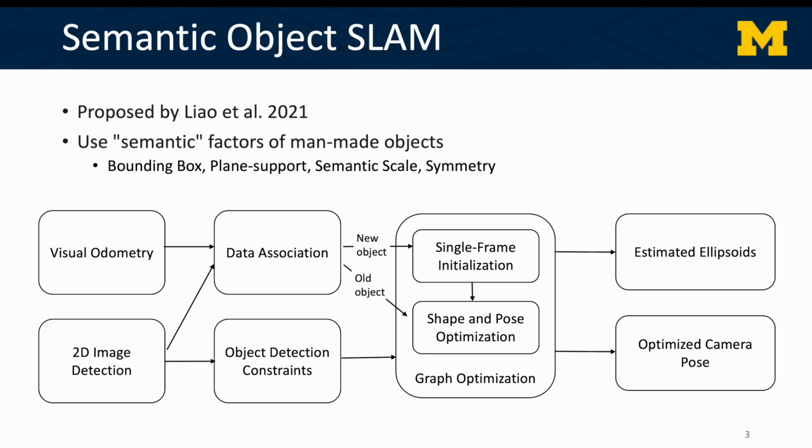SO-SLAM takes in 2D detected images and associates it with odometry data to decide whether we've seen a new object or an existing one. If it is new, then we initialize a new ellipsoid using some of the constraints. If it's old, then we optimize its shape and pose using additional constraints. The optimized factor graph will then give us both estimated ellipsoids for the objects and optimized camera poses.